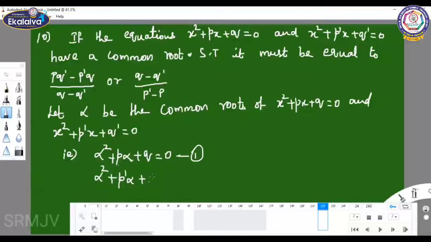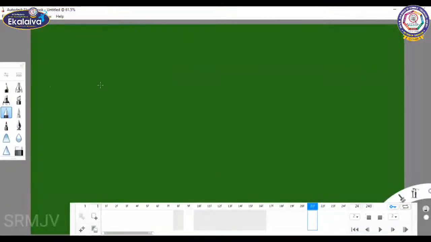p dash alpha plus q dash equal to 0. You can take it as the second equation. See here, in the 10th standard, we have studied the cross multiplication method. We have three methods: the elimination method, the substitution method, and the cross multiplication method. Now we are going to do the cross multiplication method.